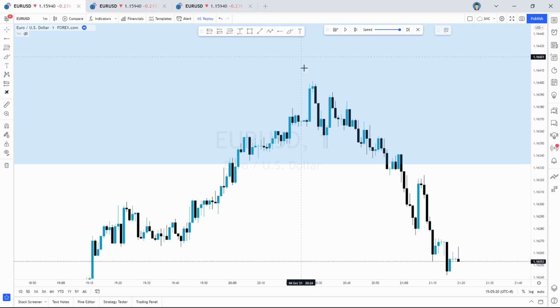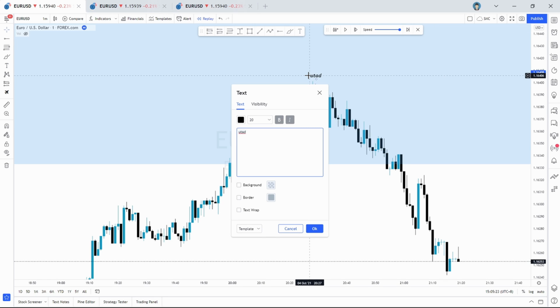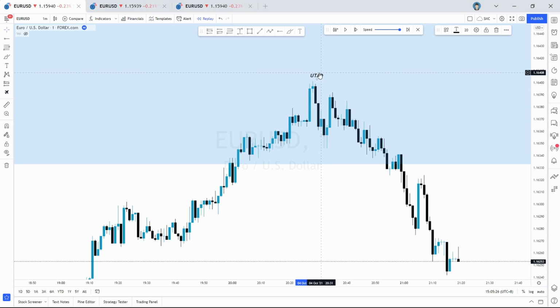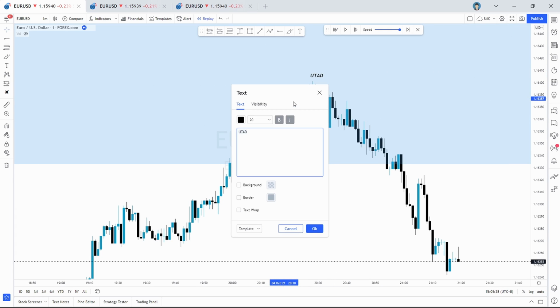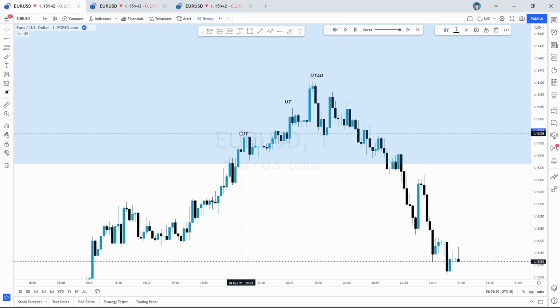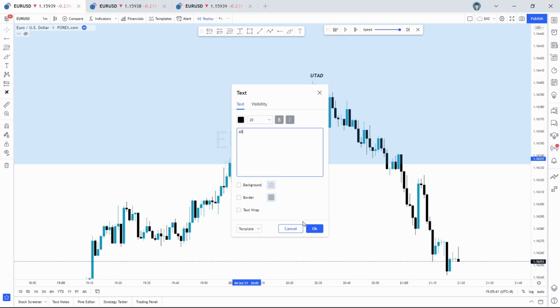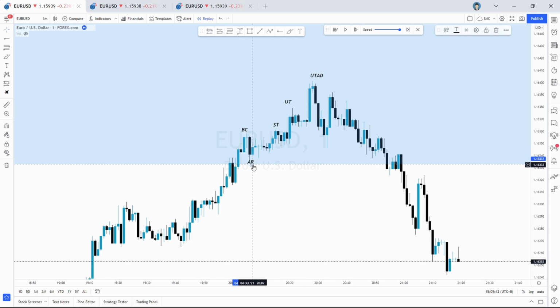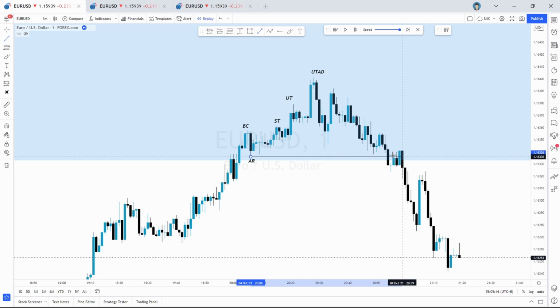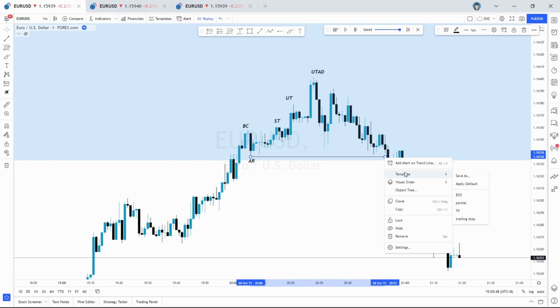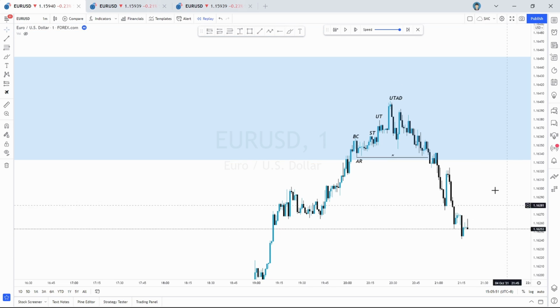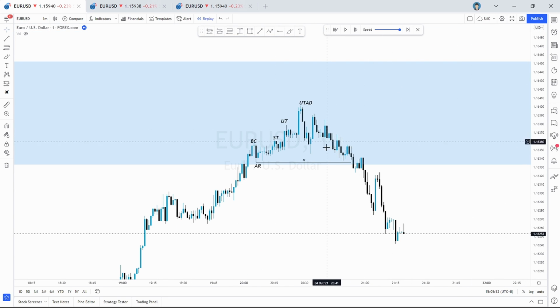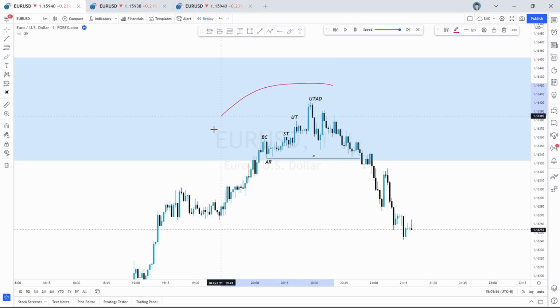As you can see, I see a UTAD, UT, a buying climax. Either this is the buying climax or this is, but let's just mark this up, ST. Then we have the AR over here. Then we have a break of structure at this point. Then we can enter on either some of the zones. So we have the schematic here.